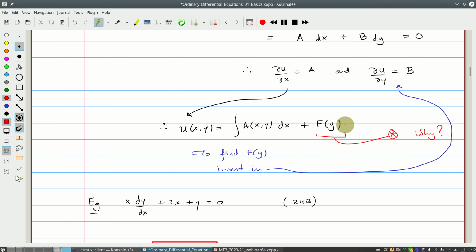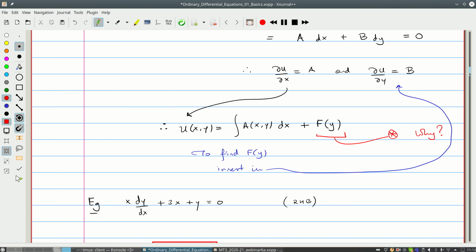So this thing is not just the number c, it can be a function of y. Okay, and that's quite important. In order to find this function of y, what you can do is take this equation for u of x comma y and insert it back into the second of the equations which we've got. So put it back into the partial of u with respect to y is equal to b, and that will help you identify what f is.